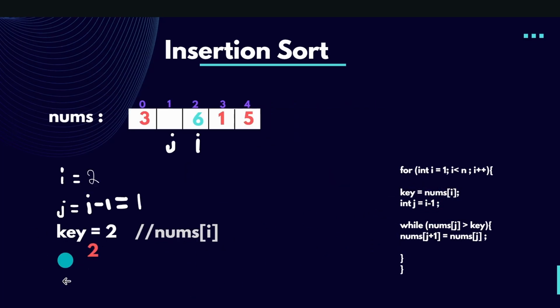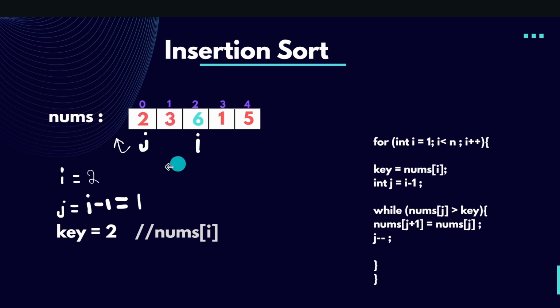Instead of that, take this 2 out and keep it in this key. As you can see now, the reason I am keeping key as 2 is because the key is now nums of i. After that, move nums of i here, as nums of i is this one. Now key becomes 2 because you have taken out that key. So now compare this key and this j. Move this j here also. Now j is here, and place this key here. So you have placed key here and you have placed that 3 here.